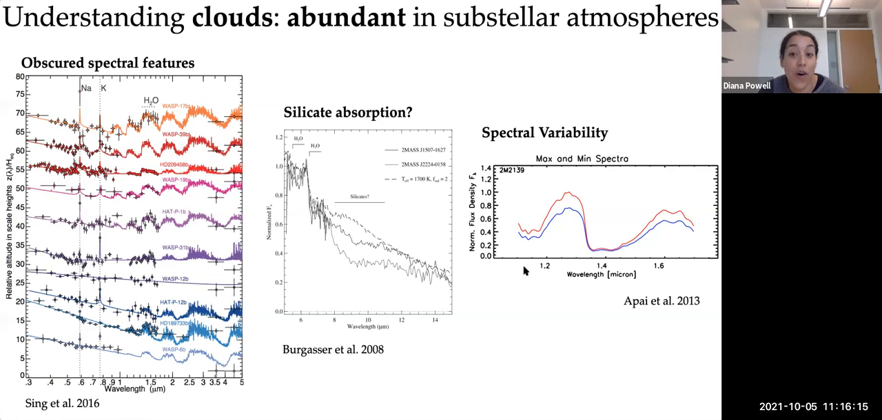And then clouds are also thought to contribute to observed spectral variability. On the right here, I'm showing emission spectra of the same brown dwarf at 2 different times, where you can see that the amplitude of the spectra can vary significantly. So clouds often dramatically impact observations of substellar atmospheres.